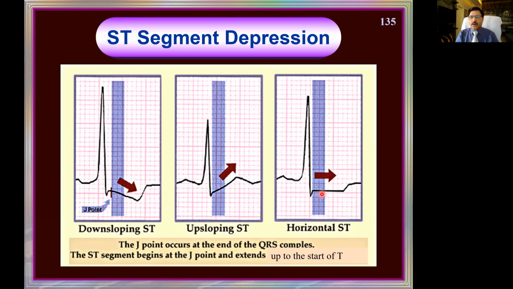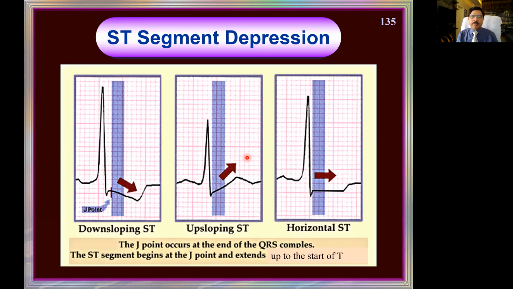Okay, if this is horizontal, very significant. Downsloping, even more significant. Downsloping ends with an inverted T wave. If it is upsloping, it is not ischemia. This point is called the junction point or J point. What is the J point? Where the QRS ends and the ST segment starts. That junction is called the J point. So from the J point, if it is pulled up this way, upsloping, unlikely to be ischemia. Can't say no, but unlikely.